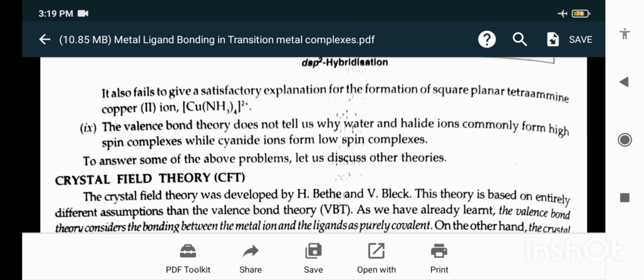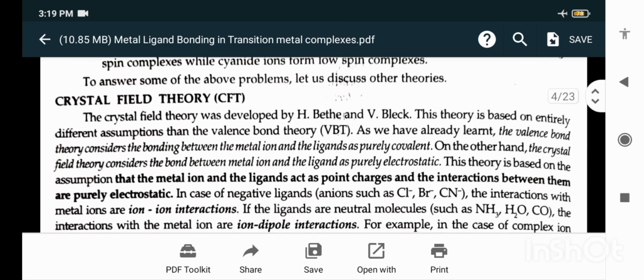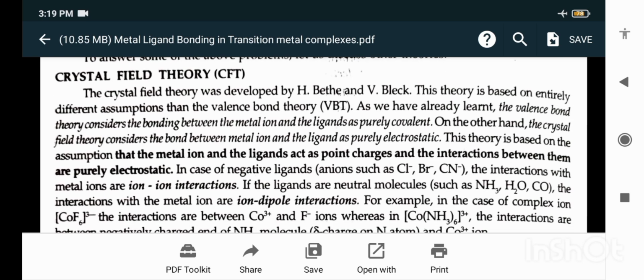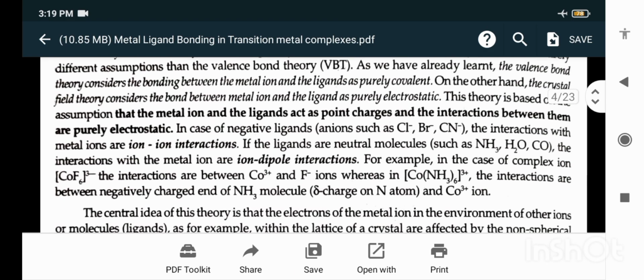To answer some of the above problems, let us discuss other theories. Crystal field theory. The crystal field theory was developed by H. Bethe and B. Van Vleck. This theory is based on entirely different assumptions than the valence bond theory. As we have already learned, the valence bond theory considered the bonding between the metal ion and the ligand as purely covalent. On the other hand, the crystal field theory considers the bond between the metal ion and the ligand as purely electrostatic. This theory is based on the assumption that the metal ion and the ligand act as point charges and the interactions between them are purely electrostatic.